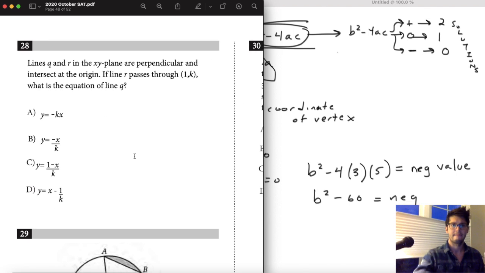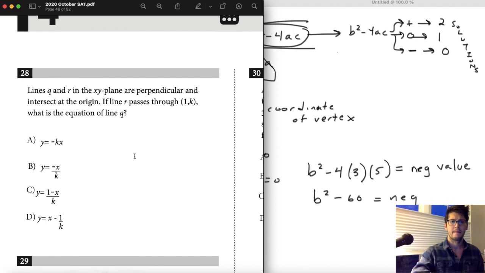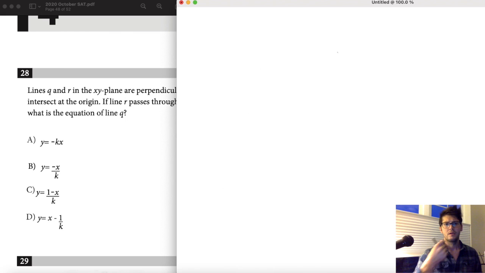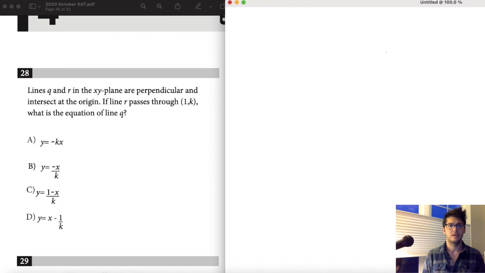28. Okay, perpendicular and intersect at the origin. Okay, so the equation for line Q. Okay, this is interesting. If they intersect at the origin, it's y equals mx plus b is the normal form of the equation that tells you about slope and intercept.